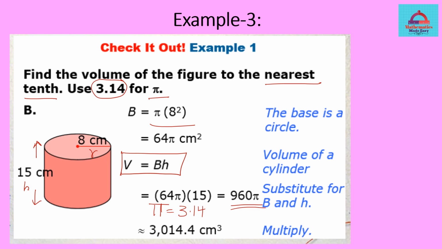So the final answer for the volume of this cylinder rounded off to the nearest tenth is 3114.4 centimeter cube. So that wraps up example 3 for you.